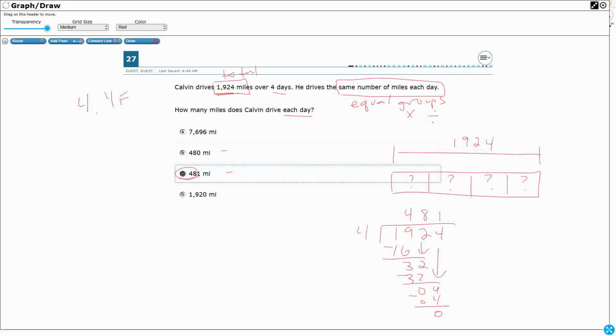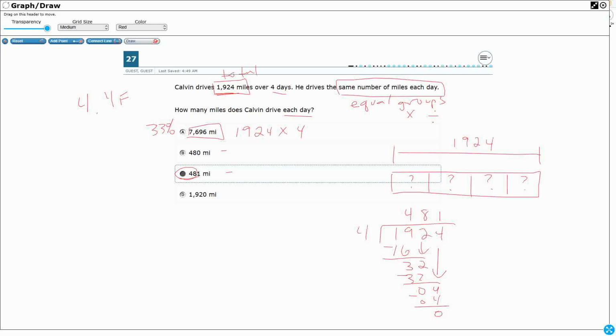And you might think it's very easy, but 33% of our students, so 1/3 of our students, chose A instead of C. How do we get that? Well, that's going to be 1,924 times 4. So that would obviously have a much larger total.